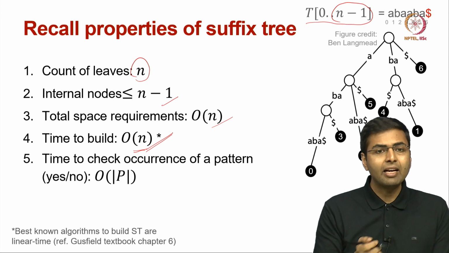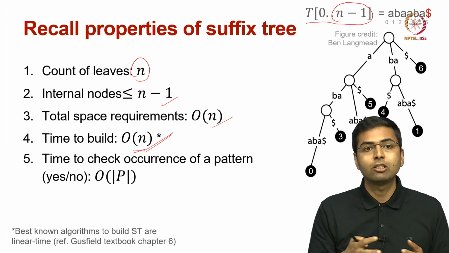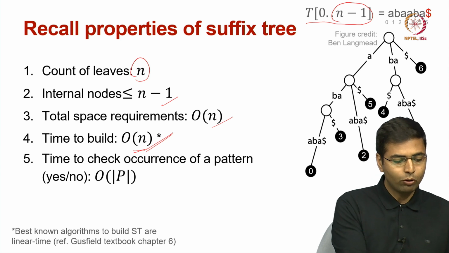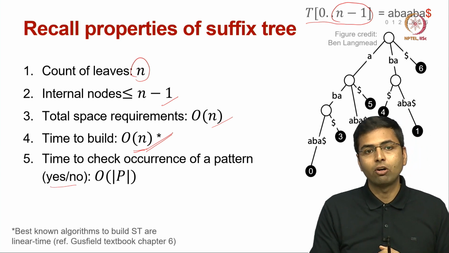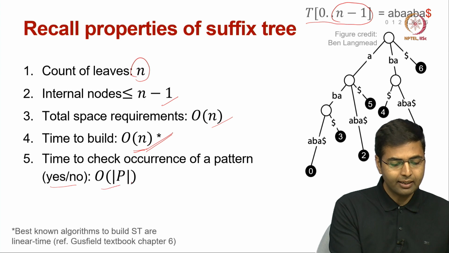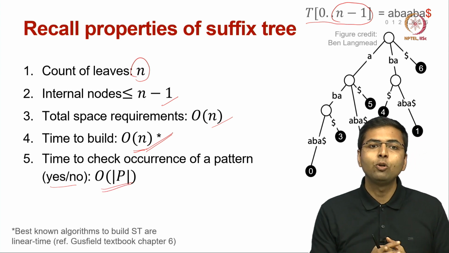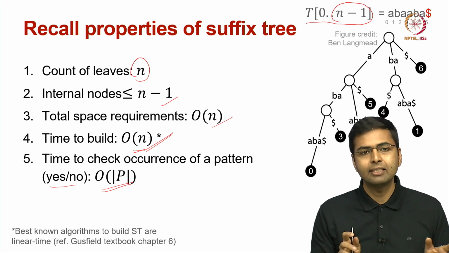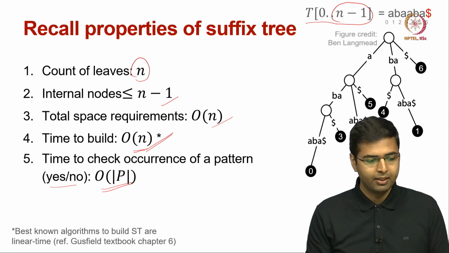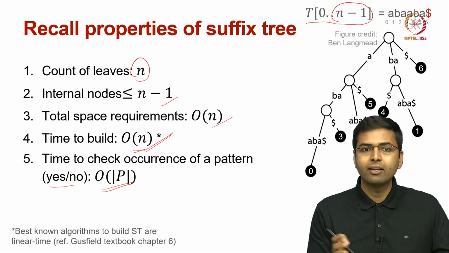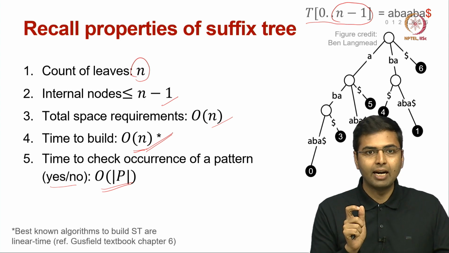And trivial applications like checking occurrence of a pattern, which was the original application of suffix tree. If you want to just check whether a pattern occurs in the text or not, that can be easily answered in order p time, where p is the pattern length, and here we continue to assume that our alphabet size is fixed or constant. So, this was just a quick crash course on what the suffix tree properties are.